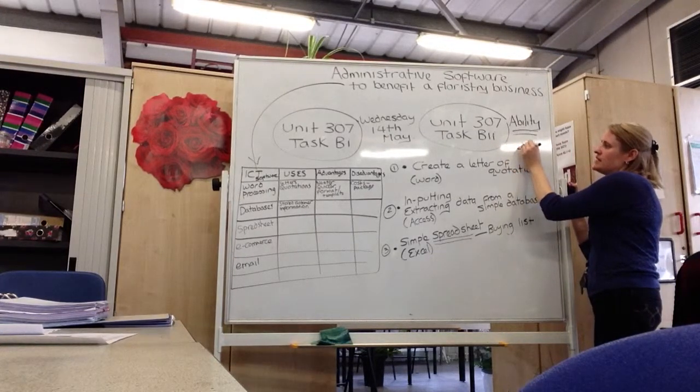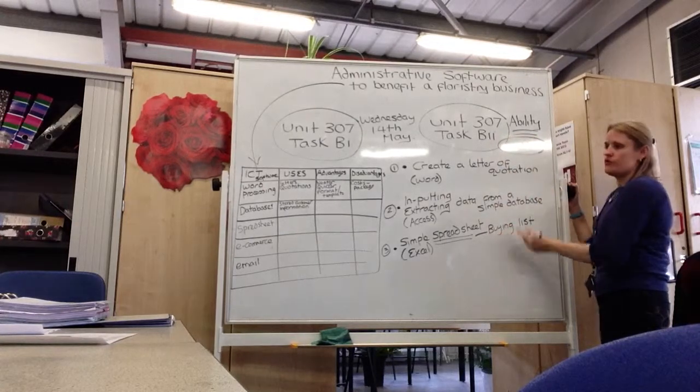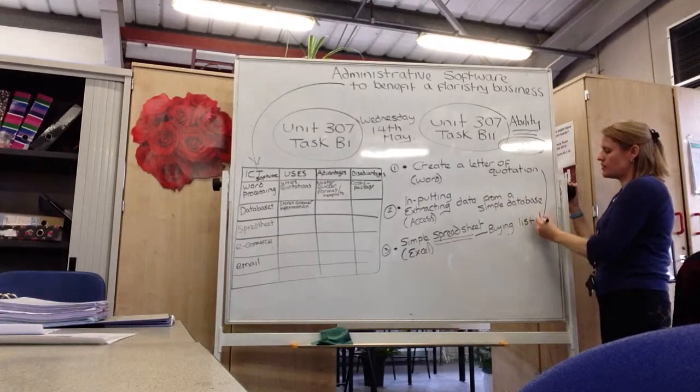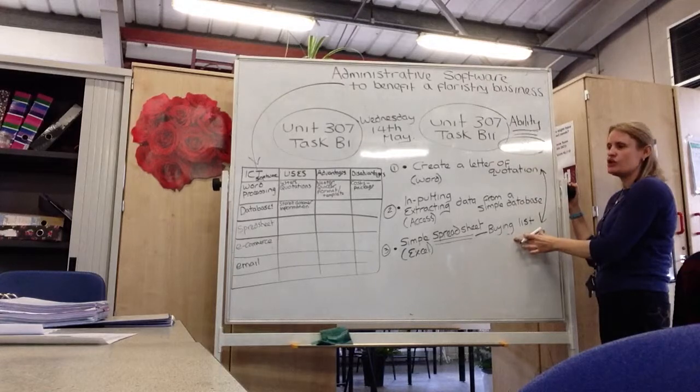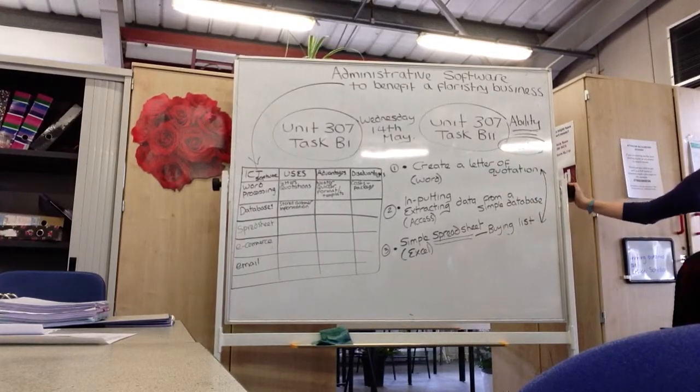Yeah. Your buying list could be for your quote. Once they've got your quotation, you create the buying list: how many flowers do you buy, how many roses do you need, how many carnations, how many gerberas?